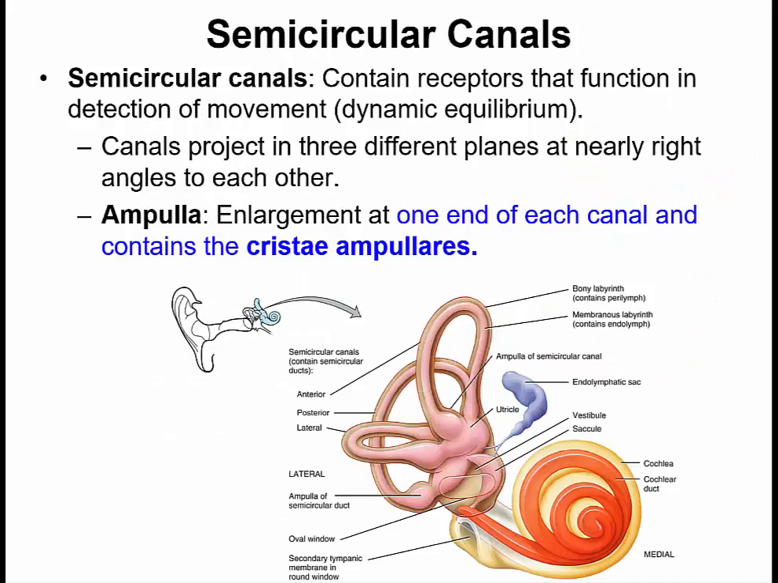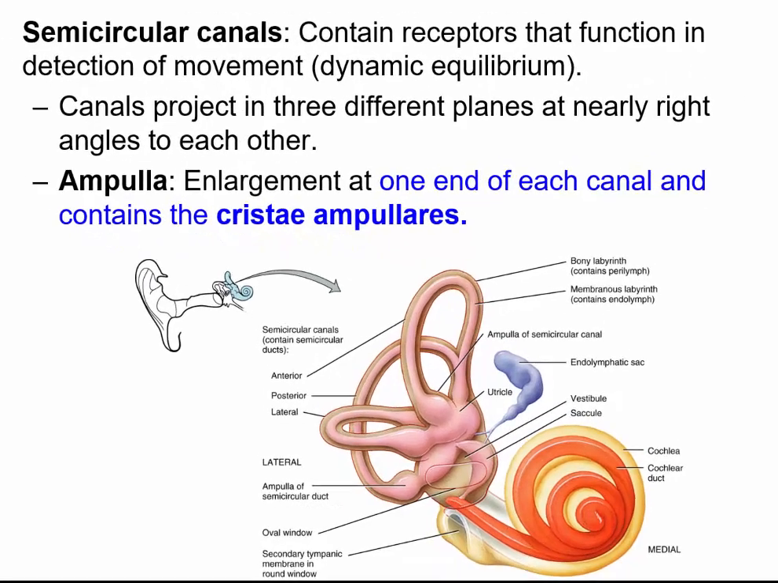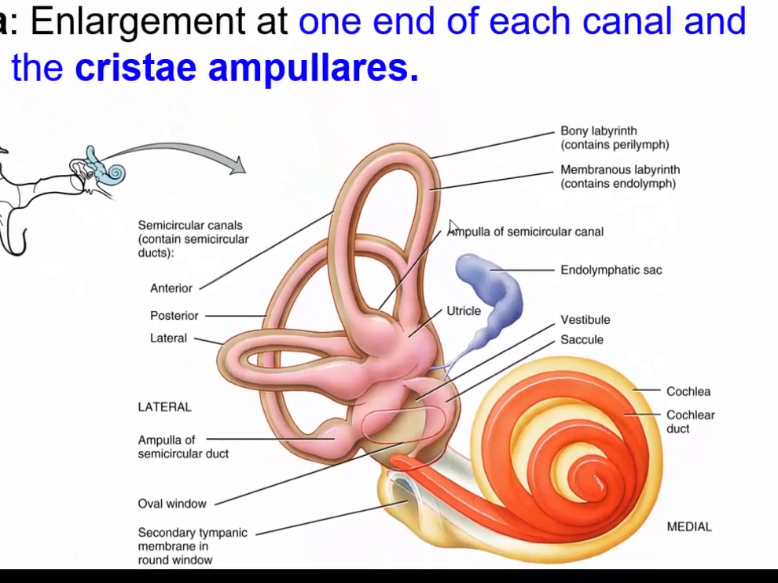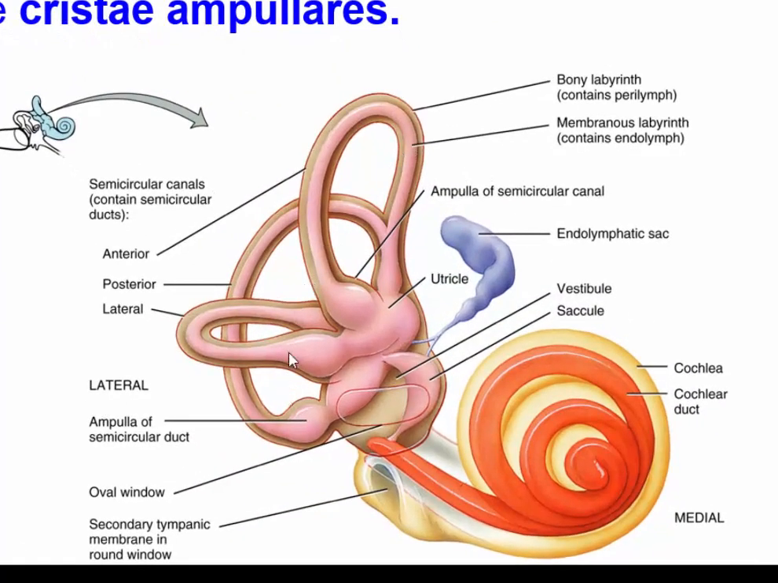You also have, within the semicircular canals, receptors that function in the detection of movement, or dynamic equilibrium. Now these canals project in 3 different planes at nearly right angles to each other. The ampulla of each semicircular canal is shown here, and it's an enlargement of one of the ends of the canal and contains the cristae ampullaris.